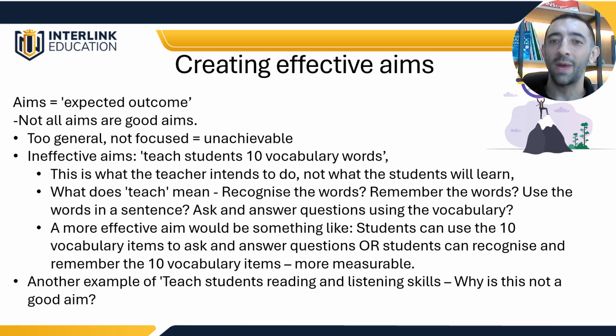How are we going to measure it? How do we know if we have succeeded in our aim or we have not succeeded in that aim? So this is not a good aim because I don't know how I'm going to measure it. It's not clear what students have to do by the end of the lesson. So just to summarize this in one sentence, your aim has to be something which is measurable and something which students are going to achieve. Then it's a good aim.